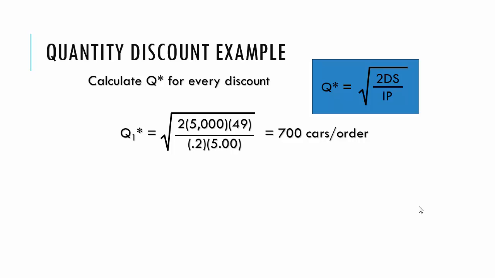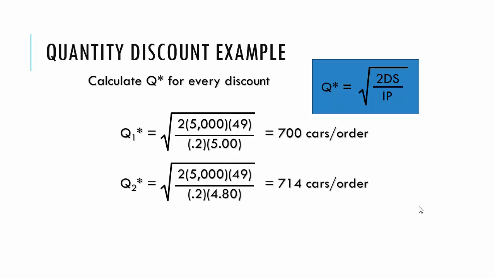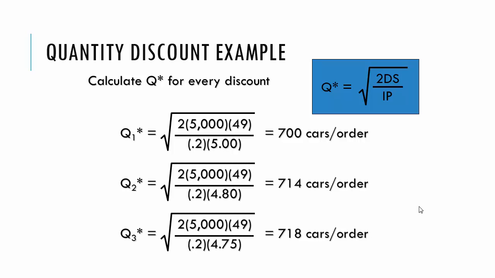So for the second one, all we have to do is change the $5 to $4.80 for that 4% discount that we were getting. And we see that it's about 714 cars per order. For Q star sub 3, we change it to the 5% to $4.75, which jumps up to 718 cars per order.